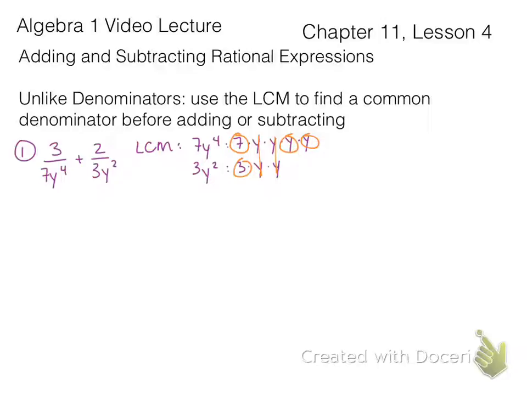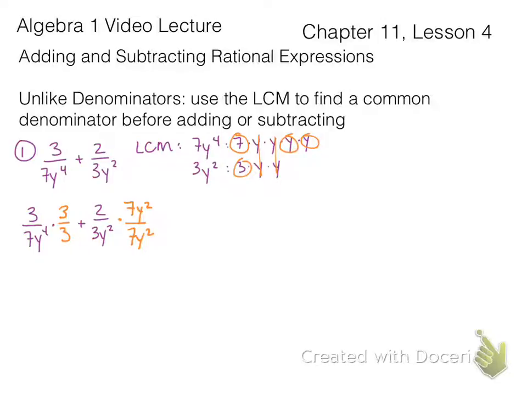Okay, so again, we need to get the denominators to look like 21y to the fourth, because they already have a y to the second in common. Let's make the first one look like that. I'm going to multiply everything by 3 for the first fraction, and for the second one I'm going to multiply everything by 7y to the second, because that's what 3y to the second doesn't have to make it look like 21y to the fourth.